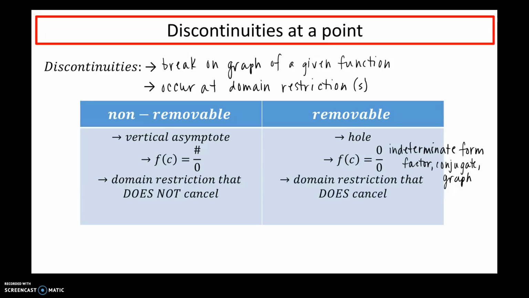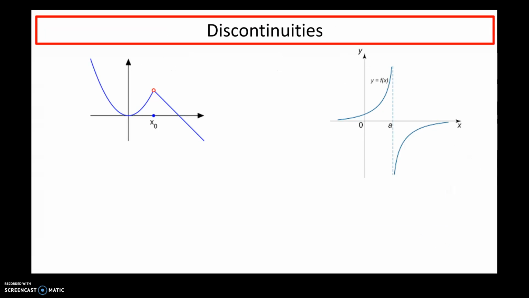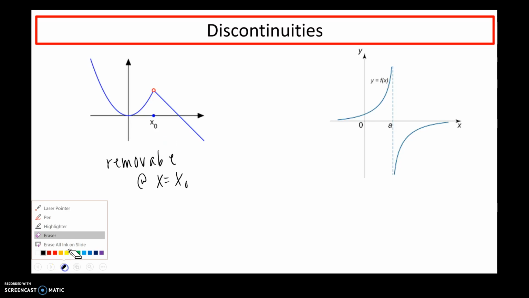So again, that does not cancel, that makes sense. That's our non-removable. And if a factor is going to cancel, that would be our removable discontinuity. So let's check out an example of this. All right, so when I look at this, this is the same graph we already proved was not continuous, but this would be a removable discontinuity. And it occurs at x sub 0. Okay, so it's a hole. Right, I already talked about that. We can already see it.